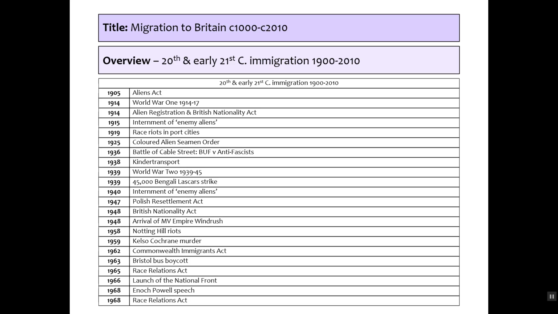And then in the 50s and 60s, with the backdrop of the economic downturn, we have huge growth in anti-immigration feeling, and we see that eventually coming towards the Race Relations Act. So let's get stuck in.